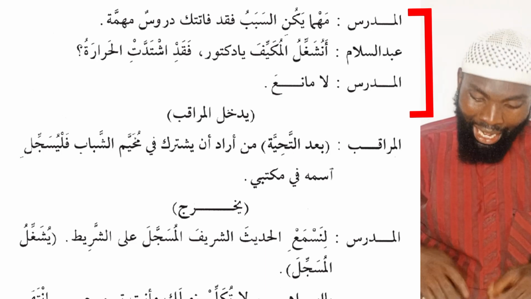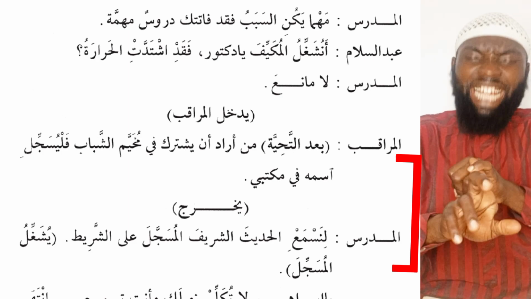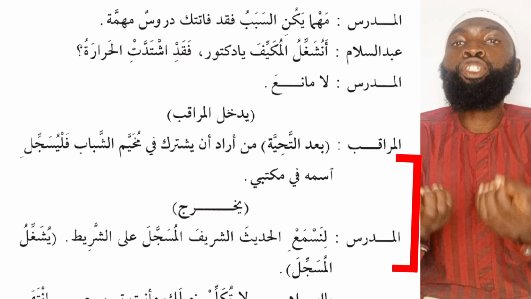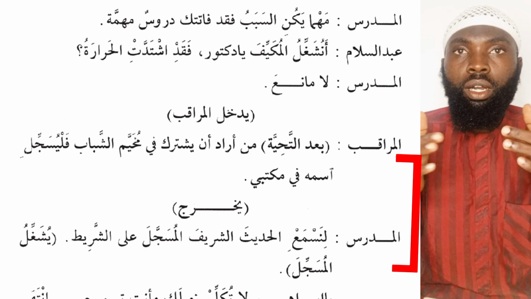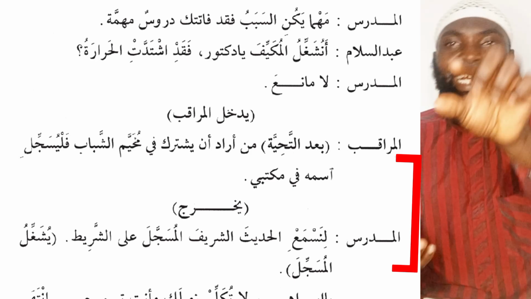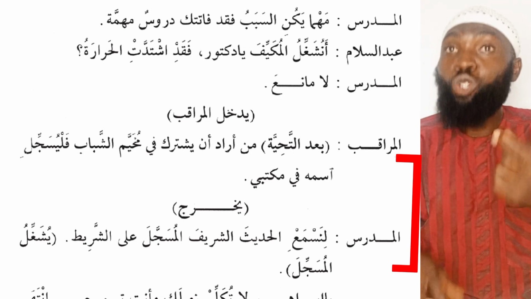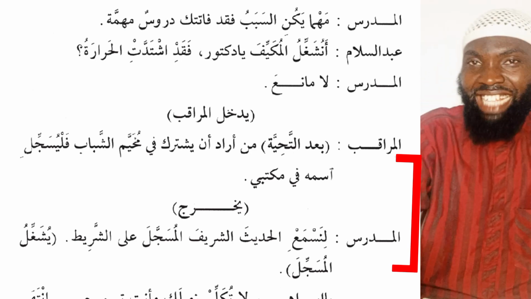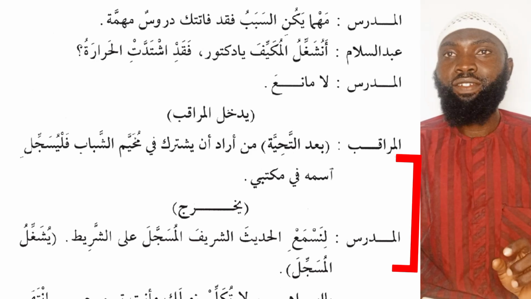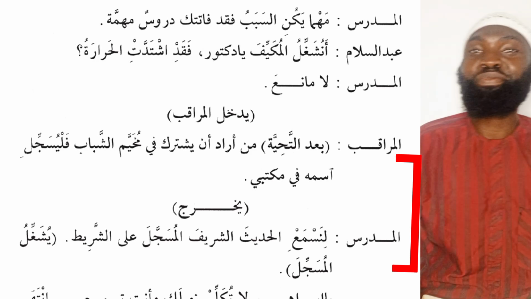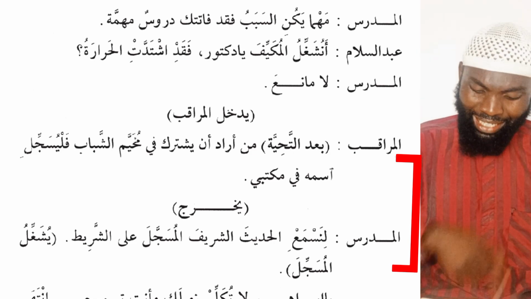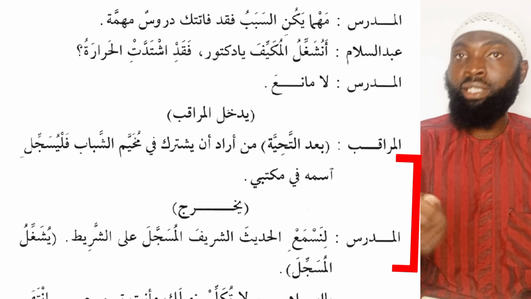Let's continue. Al-Muraqib said, after greeting, he said, "Man arada an yashtarika fi mukhayyam shababi," whoever wants to participate in the youth campaign, falyusajjil, should register his name, ismahu fi maktabi, in my office. Yusajjil from the word sajjala, to register. Yusajjilu, registering. And we have tasjil, registration. Do you see? MashaAllah. Yusajjilul musajjal. At this point, he got the word register, and he was busy with it.